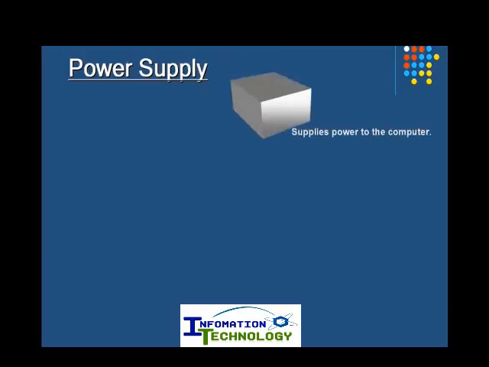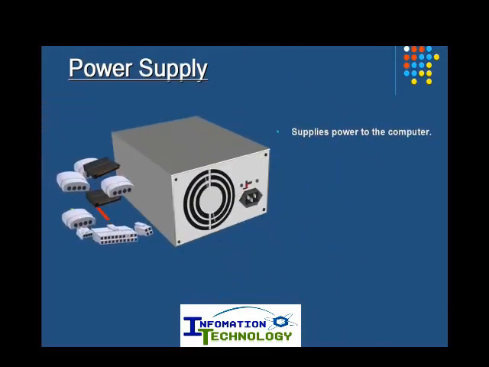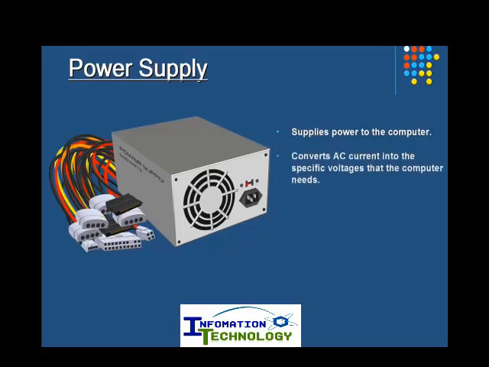A power supply is a device that supplies power to the computer. It's a square metal box with a bunch of wires emerging from one end. It fits inside the computer case and is usually located at the very top or the bottom of a standard tower case. The power supply converts 110-volt AC current into the specific voltages that the computer needs. The most common form factor that a power supply comes in is ATX.